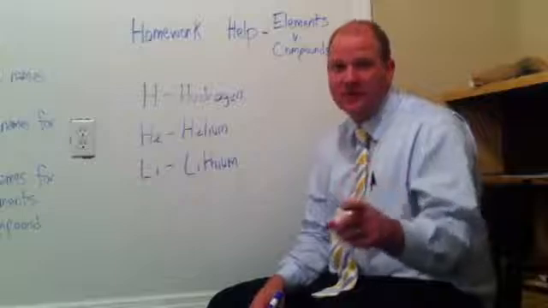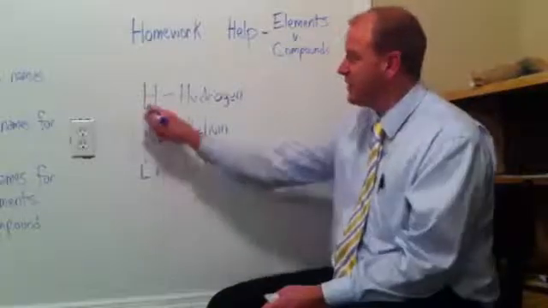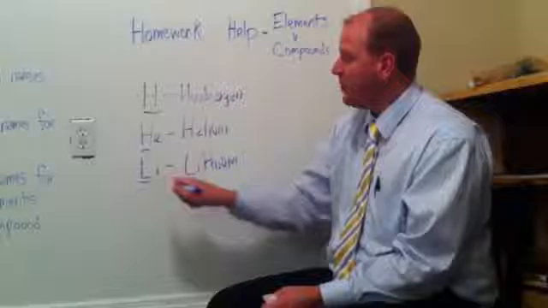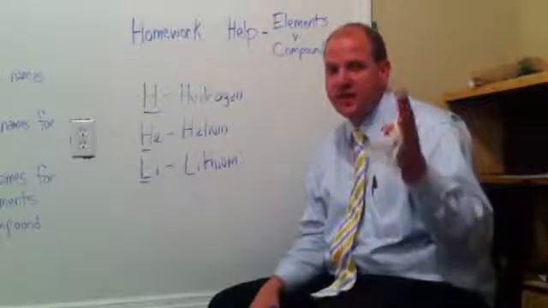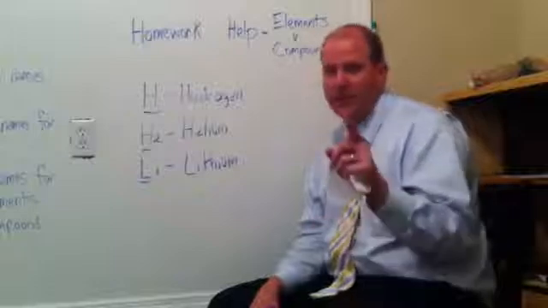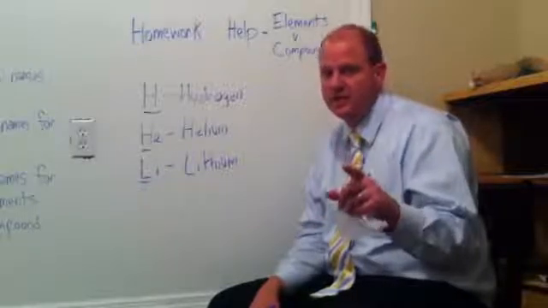But the idea behind this is that you see each time that you write down the symbol, you only have 1 capital letter. That's all you have. And if you have 1 capital letter, you can distinguish between an element and a compound, because 1 capital letter means that it's going to be an element.